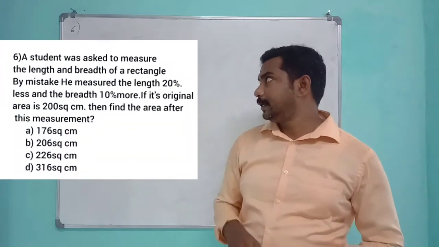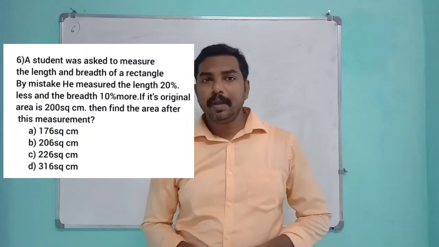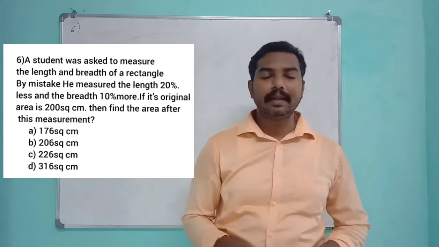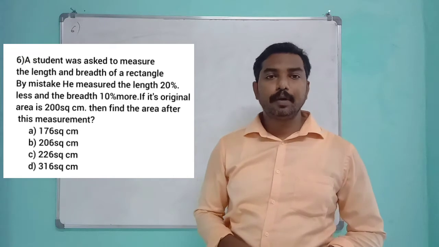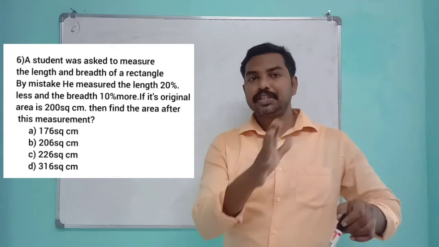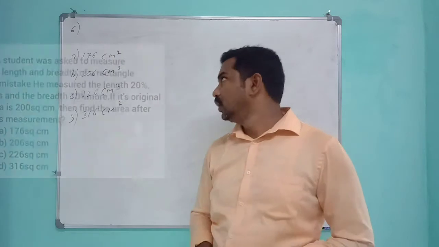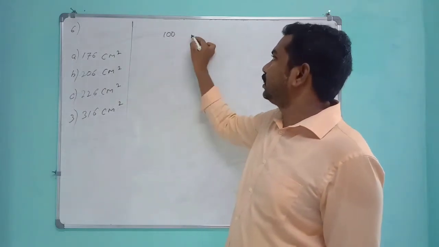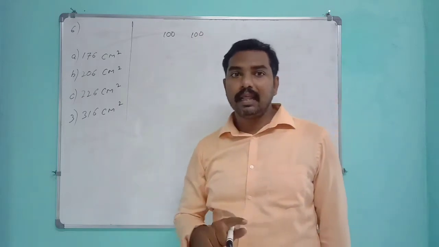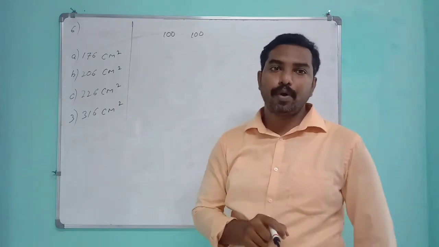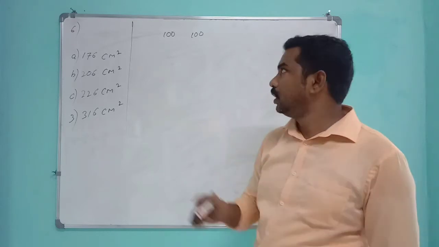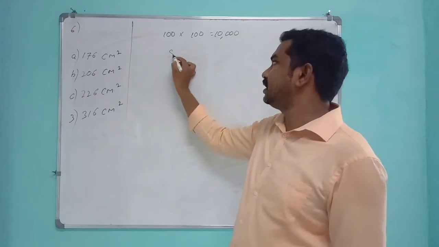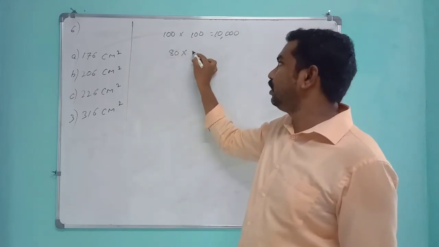See question number 6 here. Question number 6 is also very much similar to question number 5. Length is decreased by 20 and breadth is increased by 10 percentage, and the original area is 200 centimeters square. Now after the change, what is the area? Directly, let us consider the original length as 100 and breadth also 100. But in a rectangle, length and breadth are not equal, but from our calculation point of view, we made both 100. So 100 into 100 is nothing but 10,000. If 20% is less, the length will be 80. 10% more, that will be 110.